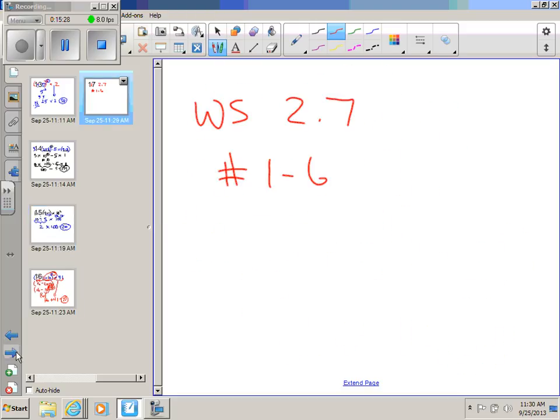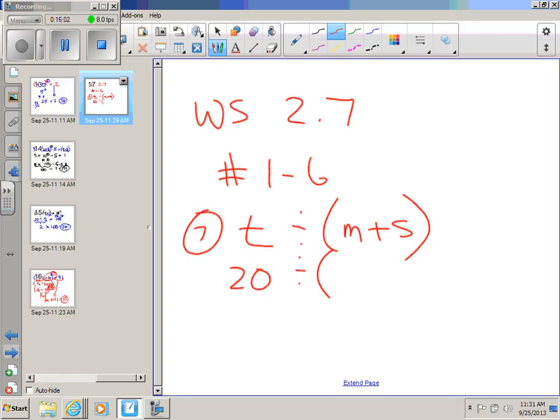Now, eyes up here. I know you're eager to get started. 7 through 10. Evaluate each expression, given that m is equal to 2, s is equal to 3, t is equal to 20. So what you have to do is you need to plug everything in first. So for number 7, it says t divided by, parentheses, m plus 6. So t is 20, m is 2, and s is 3.